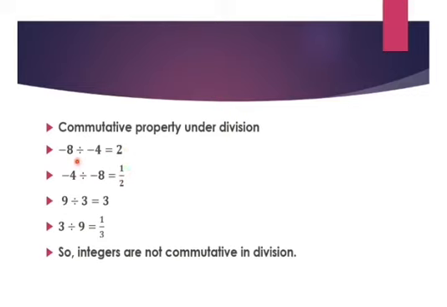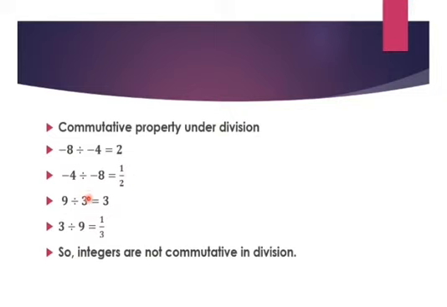Once more, in the first case, if we divide minus 8 by minus 4, both of them are negative. We simply divide as whole numbers. 8 by 4 is 2, and put a positive sign. We get positive 2. But in the reverse order, minus 4 divides minus 8. 4 has 4 one time, 8 has 4 two times, and put a positive sign before the answer. We get positive 1 by 2. This means 2 is not equal to 1 by 2. Integers are not commutative in division.